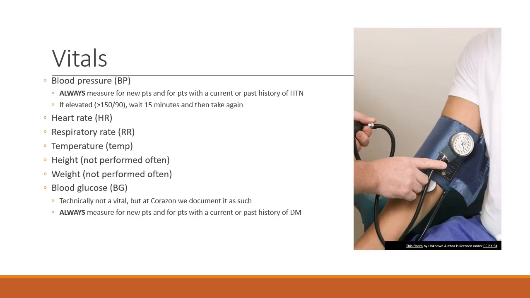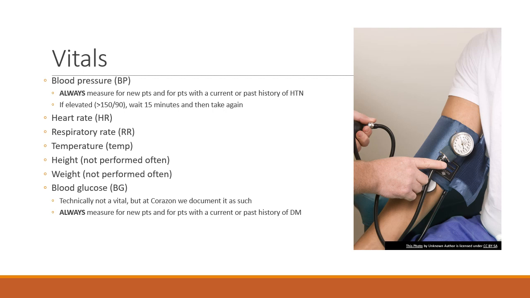Now let's move on to the vitals. And remember that vitals are a part of the objective section. The vitals that we gather at clinic are blood pressure. This should always be measured for new patients and for patients with a current or past history of hypertension. We measure blood pressure for every single patient, so this really shouldn't be missed. If their blood pressure is elevated, such as over 150/90, wait 15 minutes and then take it again. If we're using a wrist cuff and it's elevated, also please take it again manually.